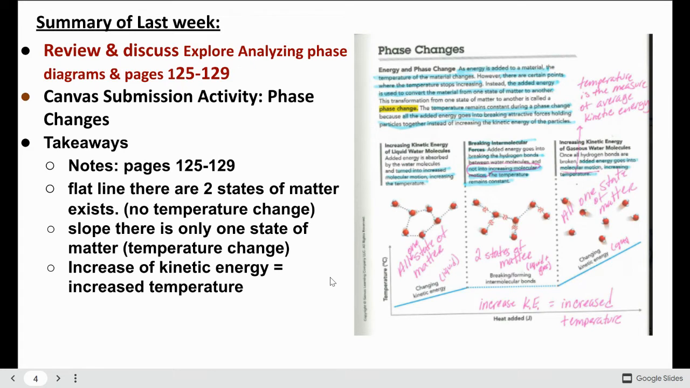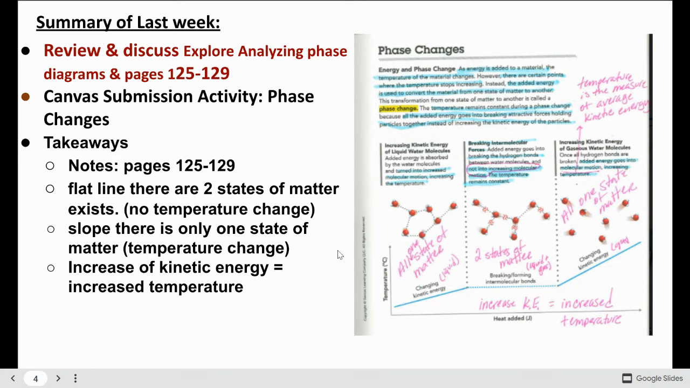All right, so we took a look at our notes, which of course is our reading in the book. So big takeaways from this section of the book. This is a partial phase change diagram or graph. The flat line in the middle right here is where we have two states of matter existing at the same time. There is no temperature change, which is why it's flat. All of the energy is going to moving the particles away from each other to get to the next phase if we're heating up. Then slope lines, we've got one on the left, one on the right.